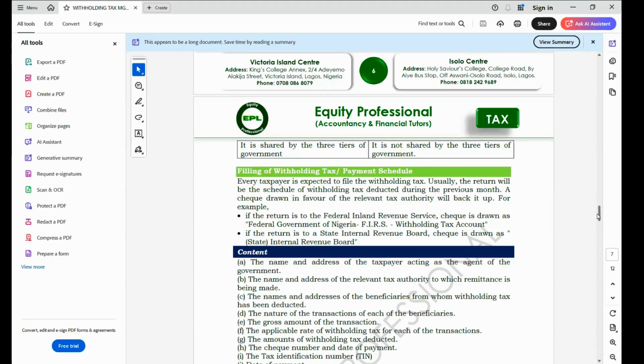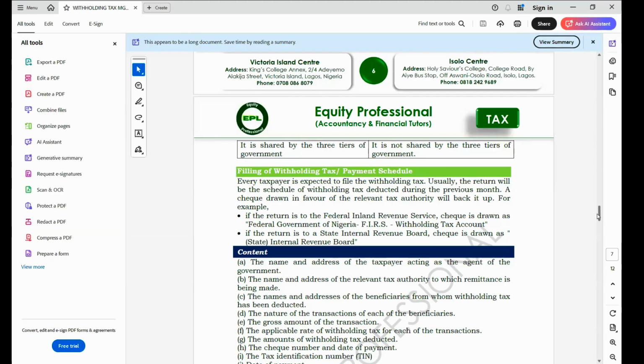I'm the agent now that I've deducted. When I want to pay that withholding tax to the relevant tax authority, my name will be either on the bank draft that I raised or in the schedule. So the name and address of the taxpayer acting as the agent will be part of it. Also the name and address of the relevant tax authority I want to remit it to. The name and address of the beneficiary, the person who suffered the withholding tax, is also going to be there.